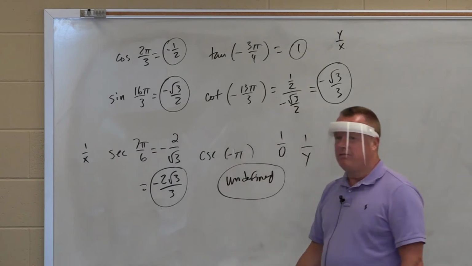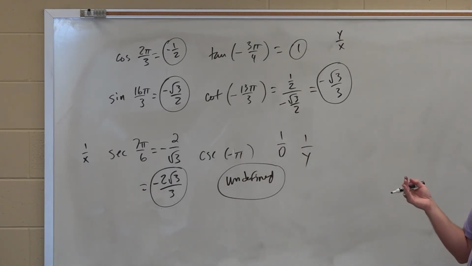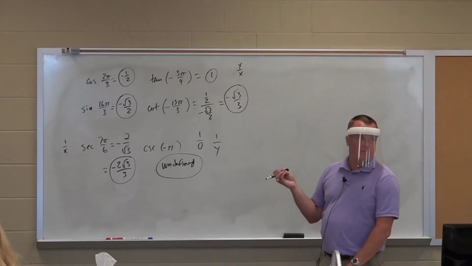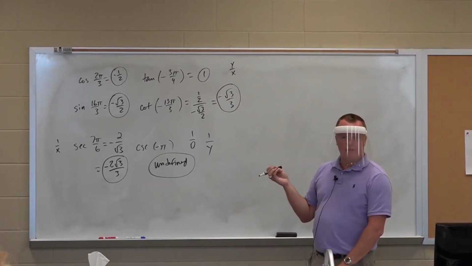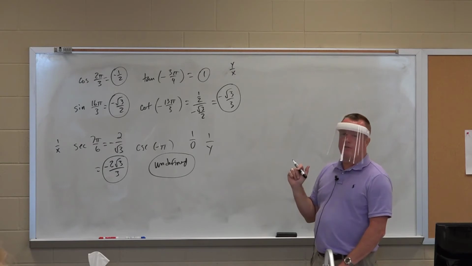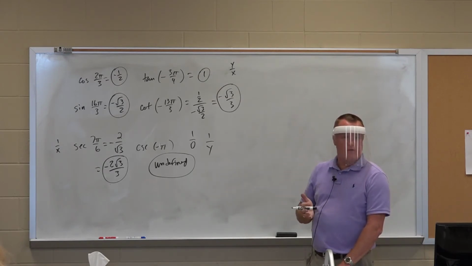Okay? Any secant, cosecant, tangent, or cotangent will have places where it is undefined. Okay? Graphically, what are you looking at for cosecant of negative pi? What would you be looking at as far as the graph goes at that place? That is where your vertical asymptotes will be, right, wherever it's undefined.